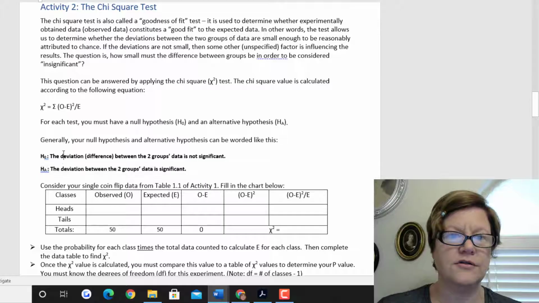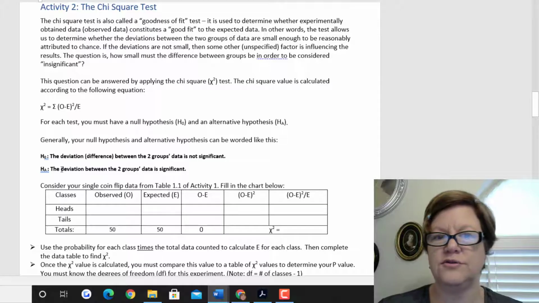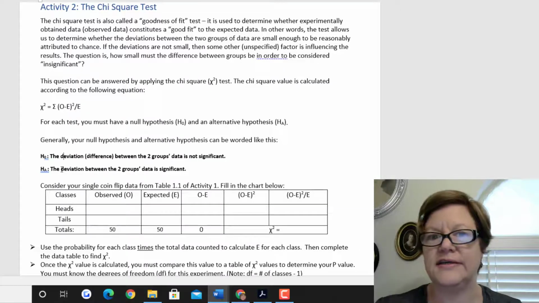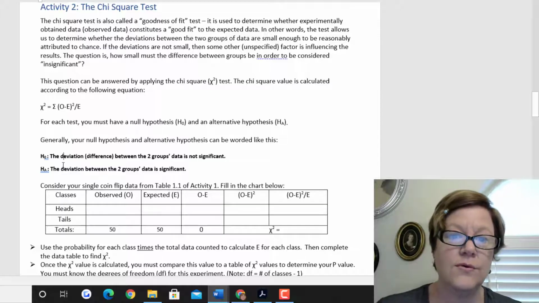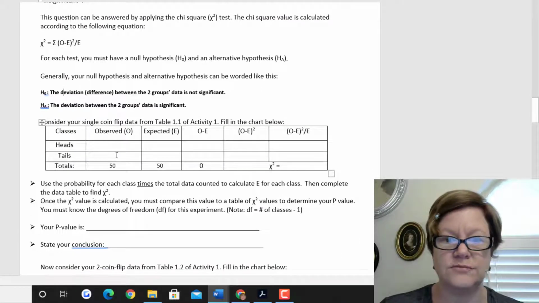Are you going to conclude that the deviation between the 2 groups' data is not significant? Or are you going to conclude that the deviation between the 2 groups' data is significant? That's completely dependent on the p-value. It's not about your feelings. This is science. We don't care about your feelings. So the math will answer the question.